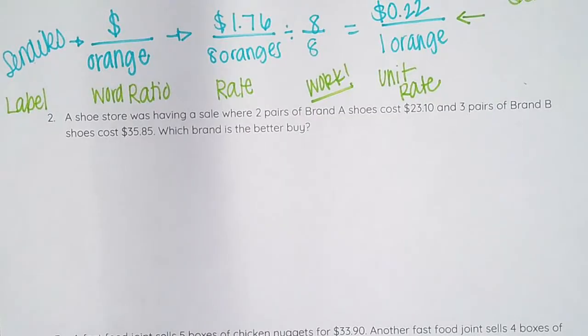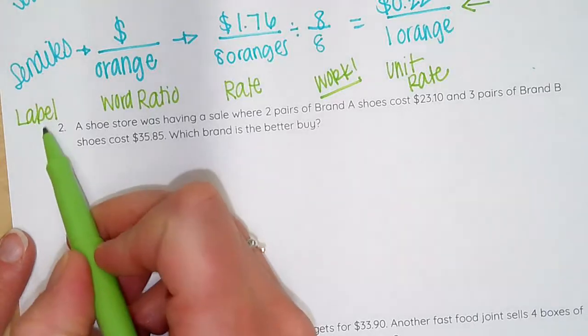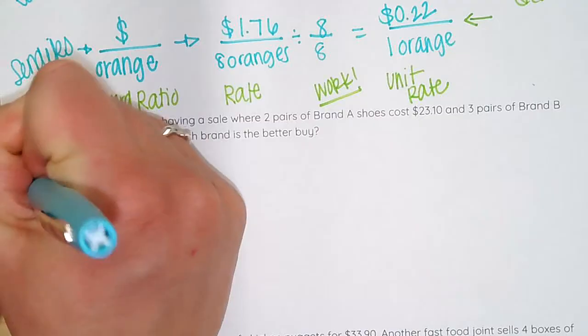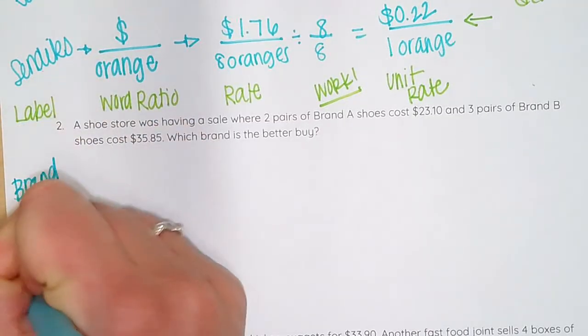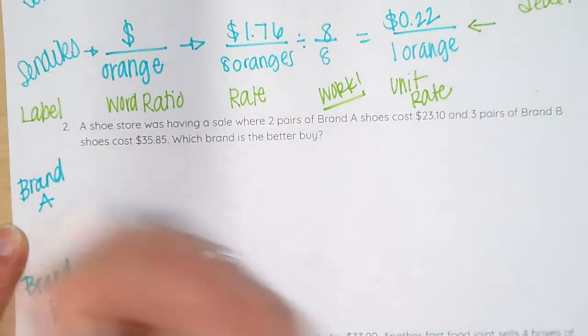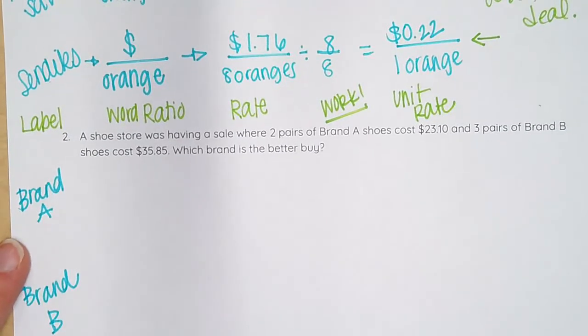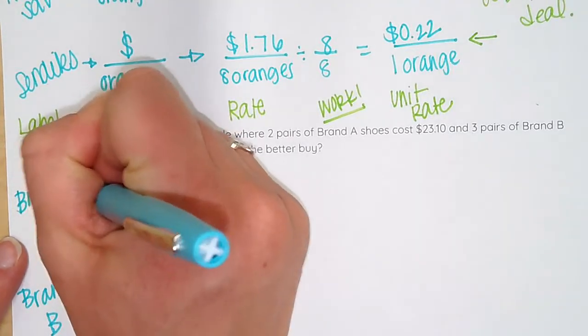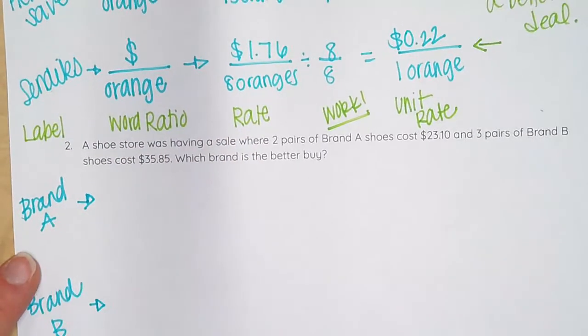It says a shoe store was having a sale where 2 pairs of brand A shoes cost $23.10 and 3 pairs of brand B shoes cost $35.85. Which brand is the better buy? So our first step, again, is to do that labeling. So we would just write brand A and brand B. What's our next step? Word ratio, always.